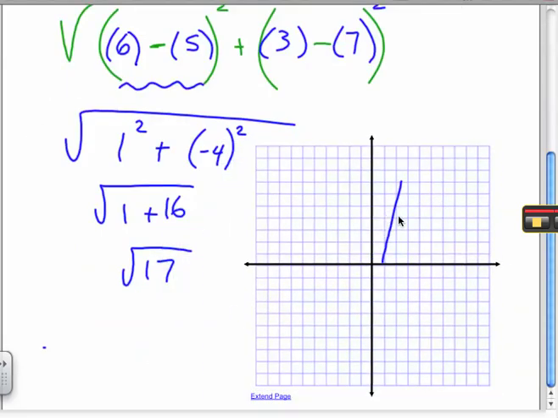Now, guys, I'm going to do another video because I want to graph these 2 things and show you what we're doing. All right, second video coming up.